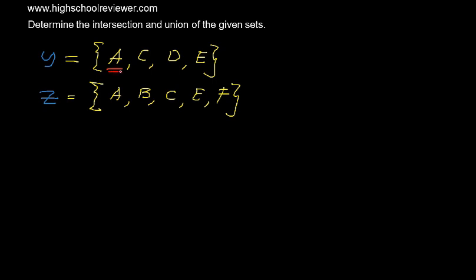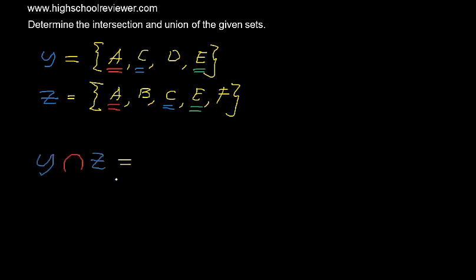We will now find letters that are both in Y and Z. Letter A is present in Y and it is also present in Z. It is a part of the intersection. Letter C is found in Y as well as in Z. It is a part of the intersection. Letter E is found in Y as well as in Z. It is a part of the intersection.